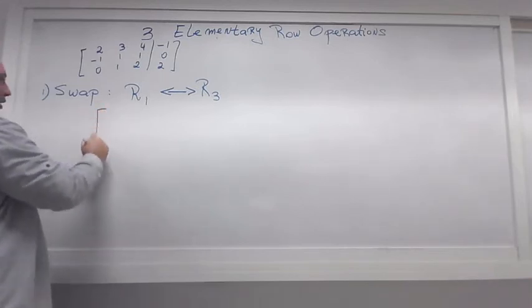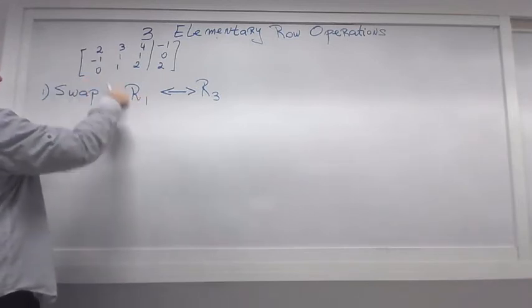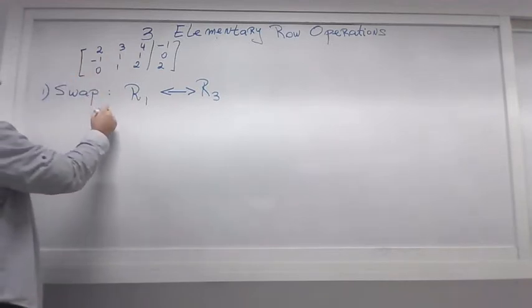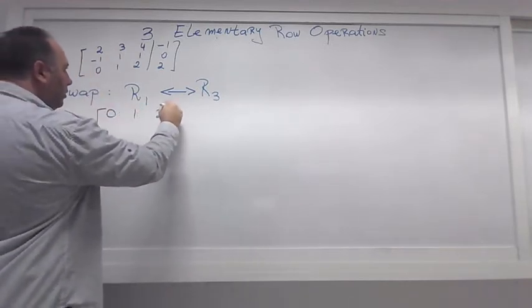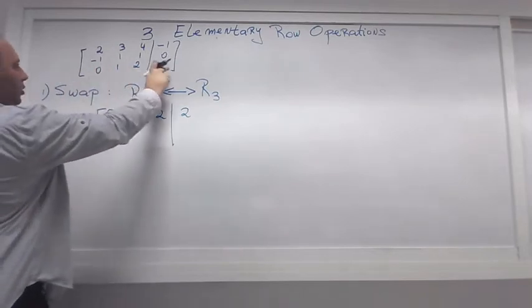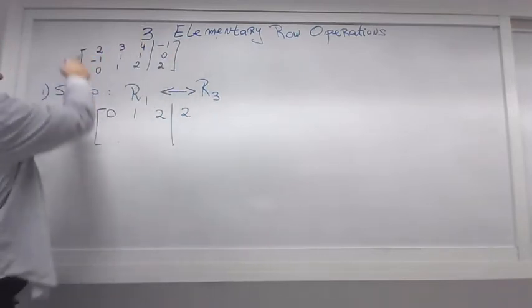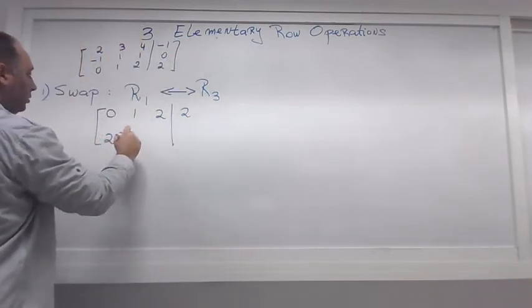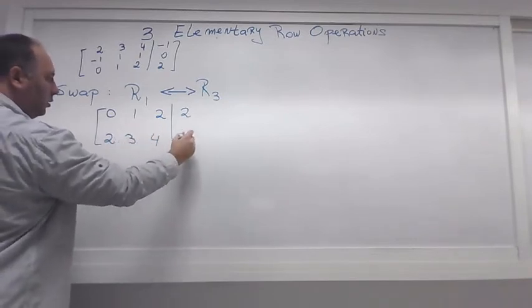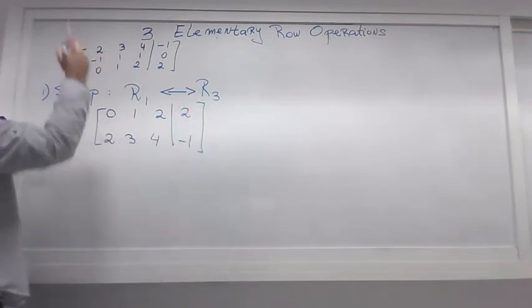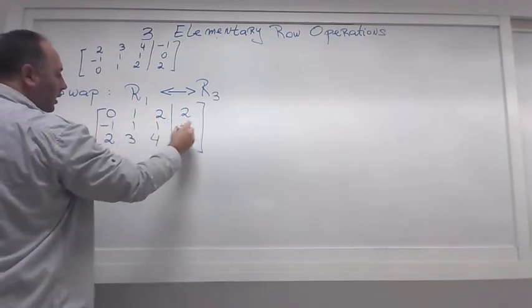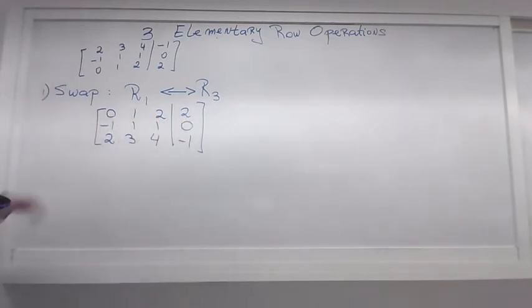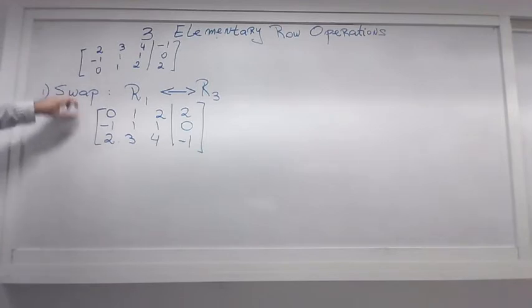So the resulting thing is, row 1 becomes row 3 and row 3 becomes row 1. So I'll have 1, 2, 0. So the last row becomes first row. The first row becomes last row. And then the second row, we didn't touch it, so it stays as it is. So that's what happened. We swapped row 1 with row 3. Just swapped. Nothing special.